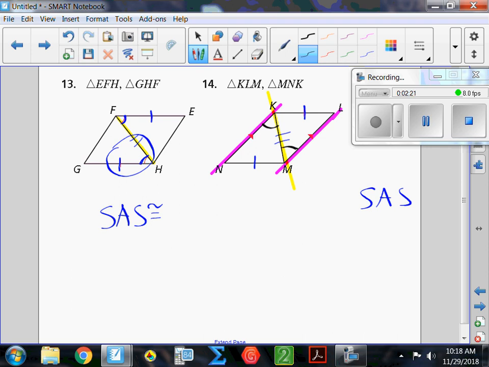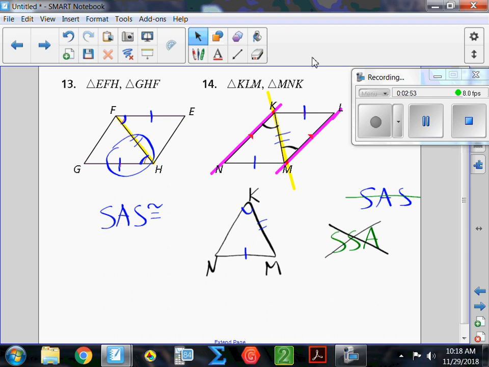So if I redraw this triangle just so it's easier to see, NMK, I have a congruent mark for NM, I have a congruent mark for KM, and then I have angle K. This is not an example of side, angle, side. This is an example of side, side, angle. Two sides and an angle not included. As a reminder, side, side, angle is not one of your theorems unless the angle is a right angle.